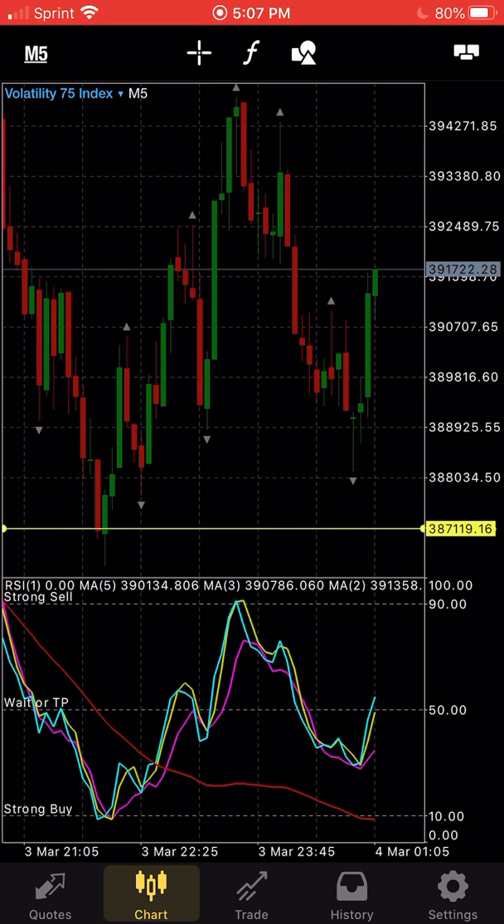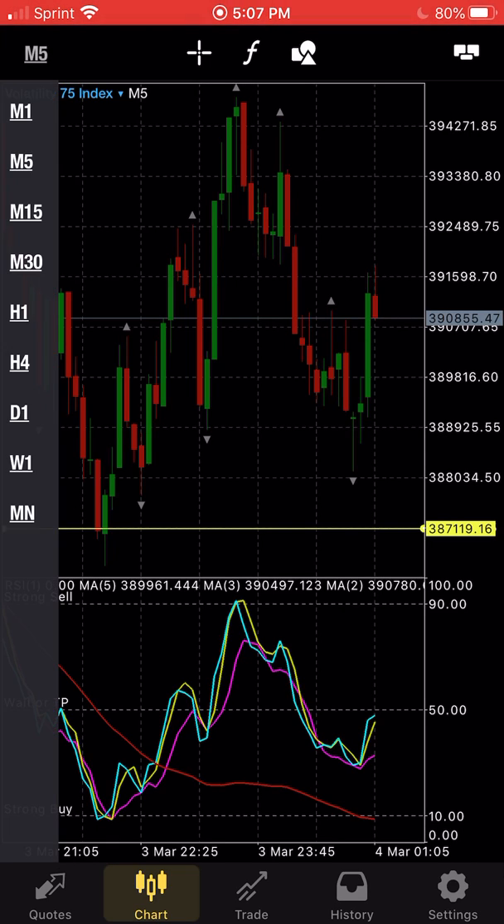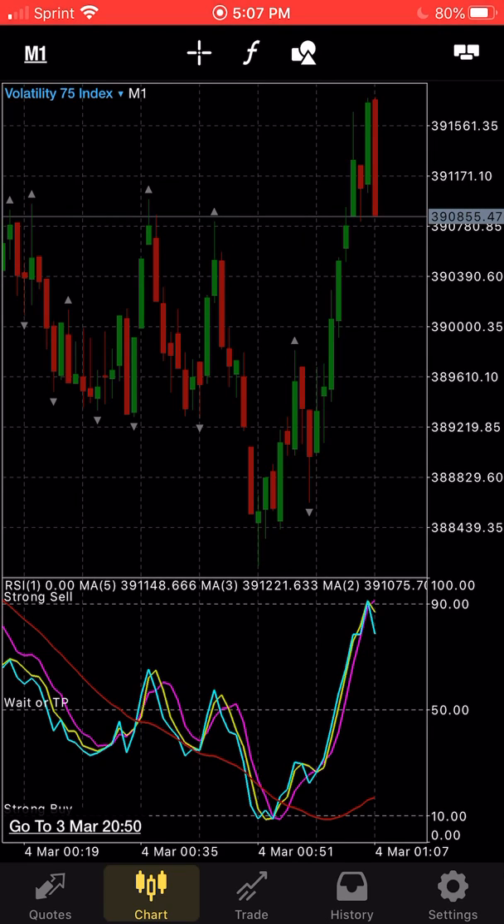So I tried it on the Volatility 75 index, and also on the Volatility 100 index, and the results are very, very good. But you have to use a demo and master the entry before trying it on a live account. So what we normally do, you're going to see that the 5 minute is where we look for the signal. Then we can go to the 1 minute and trade the signal.